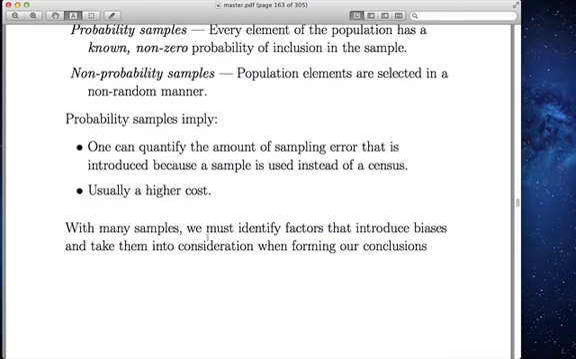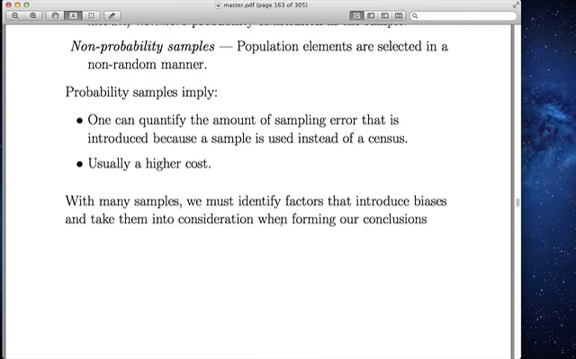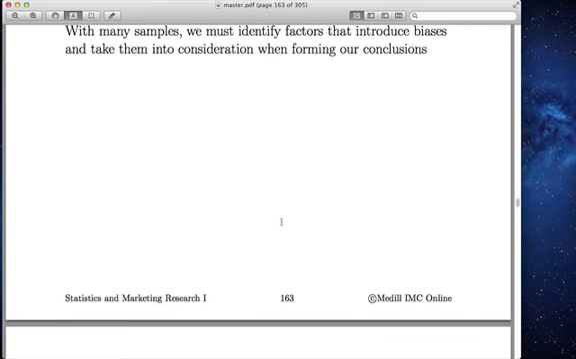Okay. With many samples, you have to identify the factors that introduce the biases and take them into consideration when forming your conclusions. So, often you're stuck with the data that you've got. You've got to work with what you've got, and you've got to identify what the biases might be and take that into account. That this is probably overestimating something. This is where statistics gets really squishy.